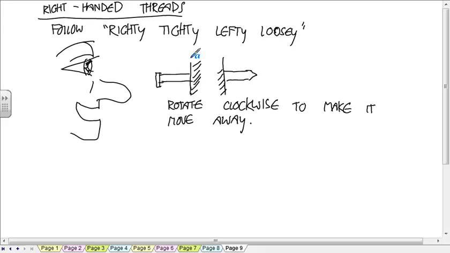So if you rotate it clockwise, looking at it rotated clockwise, it'll come towards you. Okay. So righty-tighty, lefty-loosey is for right-handed threads. That's an important thing to remember as an engineer, righty-tighty, lefty-loosey.